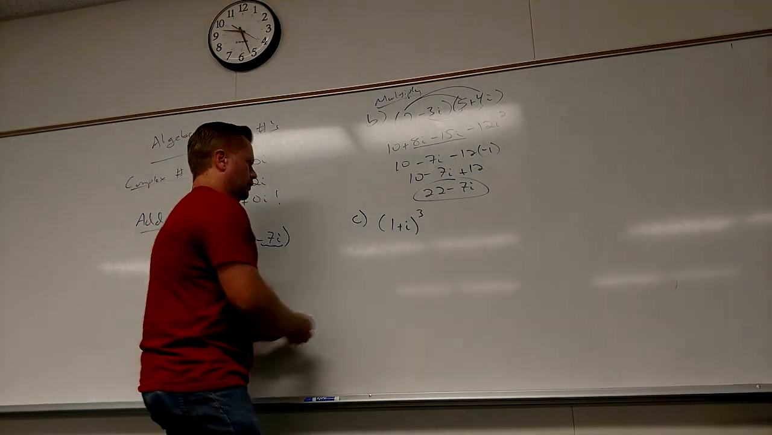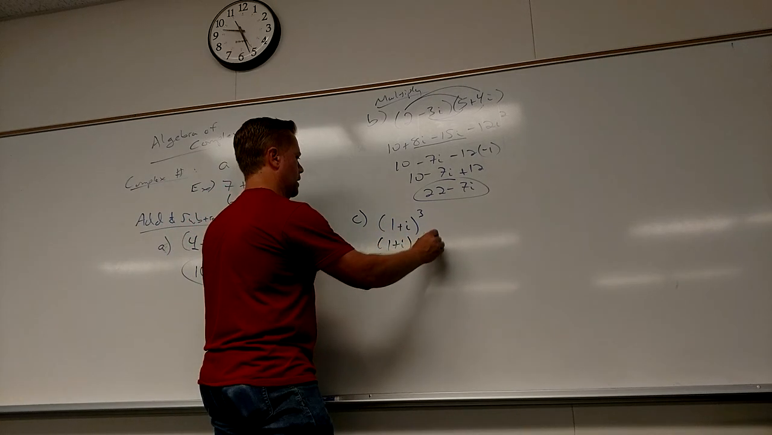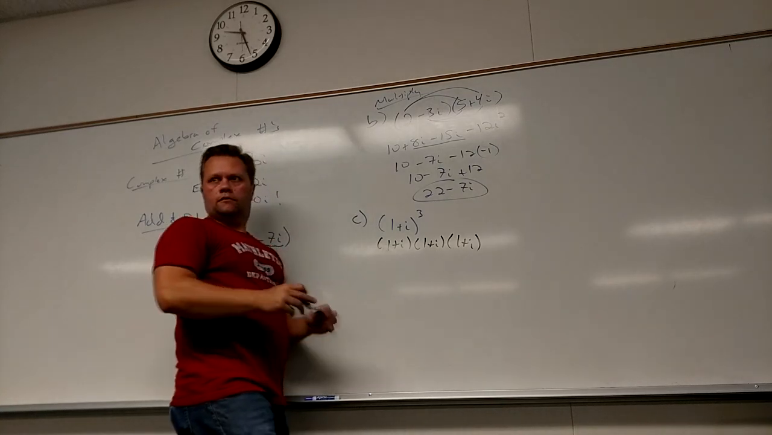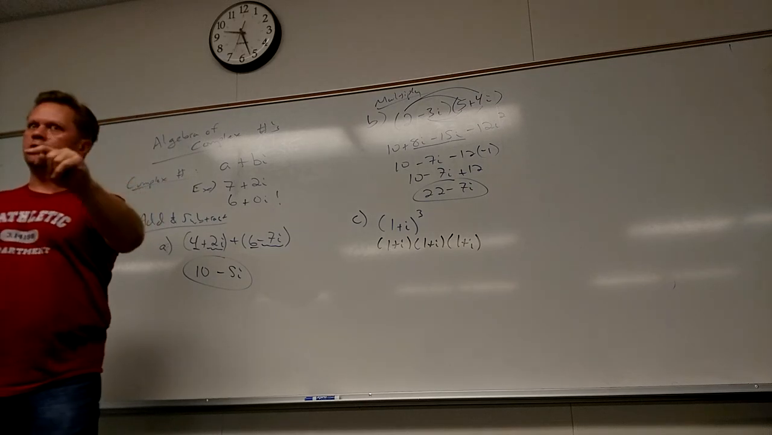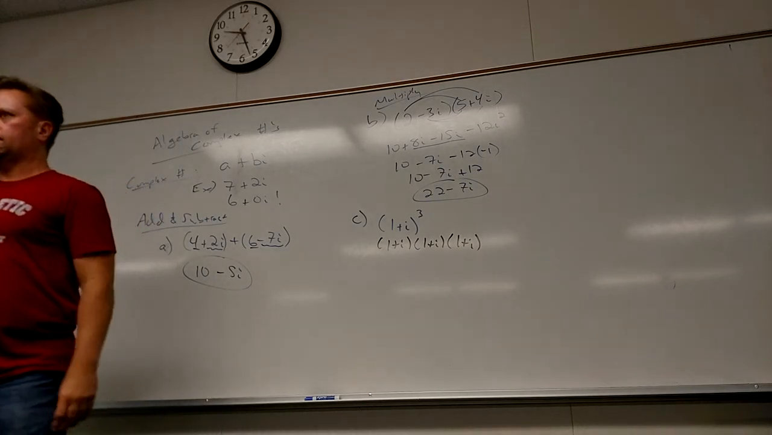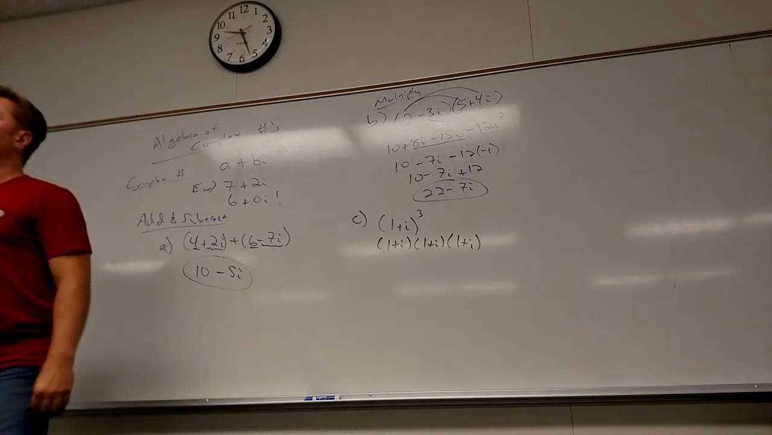Okay, so this would be 1 plus i, 1 plus i, 1 plus i. Now, what's really funny to me is somebody tries to do all of that in one step, which is hilarious. You cannot, it's not possible. What's 2 times 5 times 7? How do you do that? Tell me the first thing you do. 2 times 5 is 10.